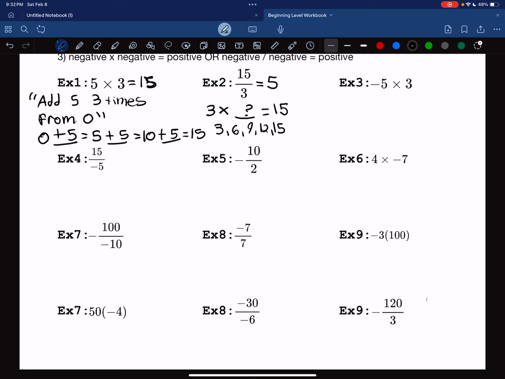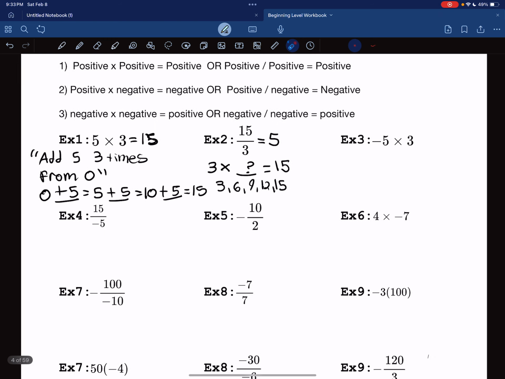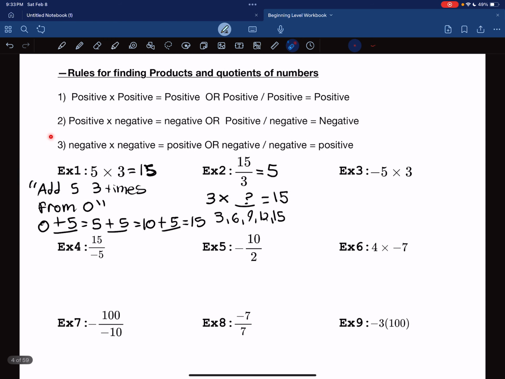Now looking at example 3 and example 4, we now have a negative number and a positive number. Positive and negative. So in this case, for these examples, we are going to use our second rule. So with that being said, I encourage you to pause the video and give example 3 and example 4 a try on your own before we work through it together.